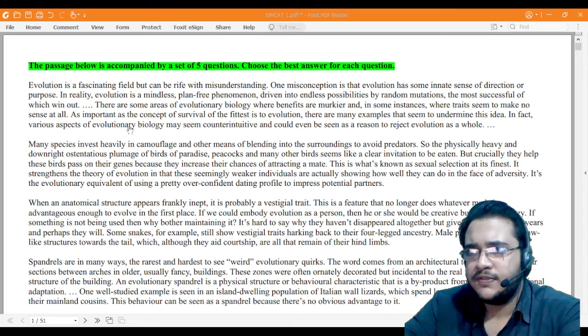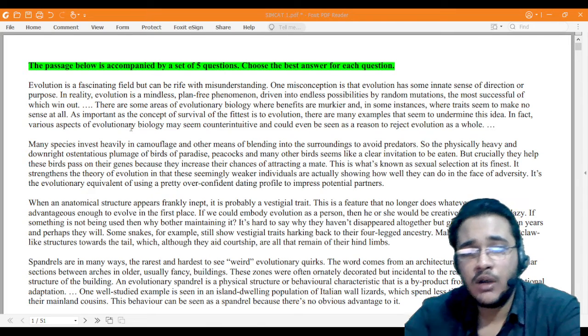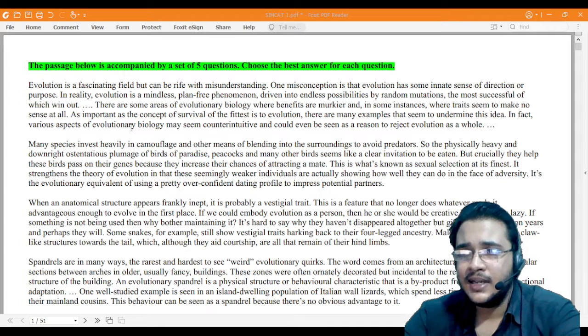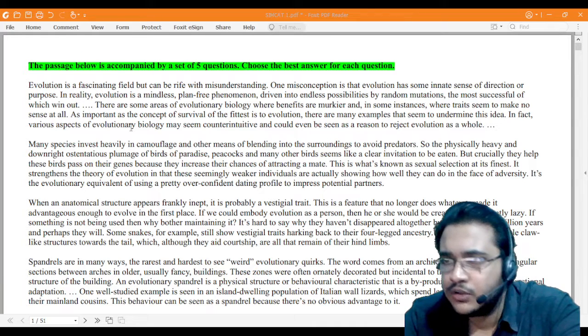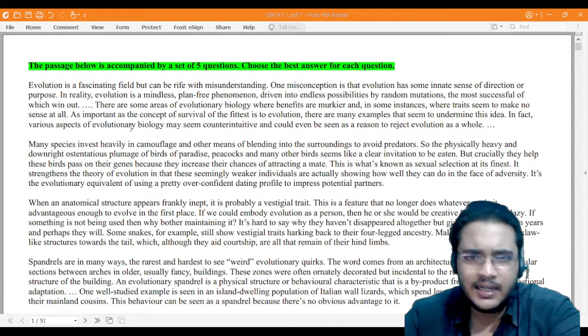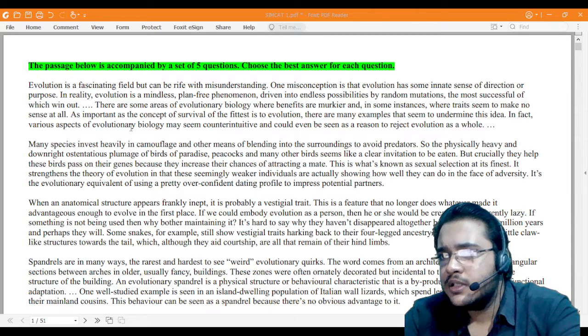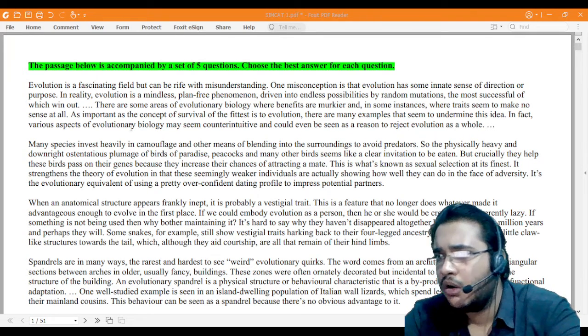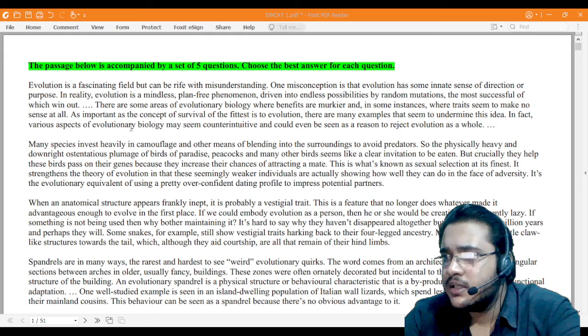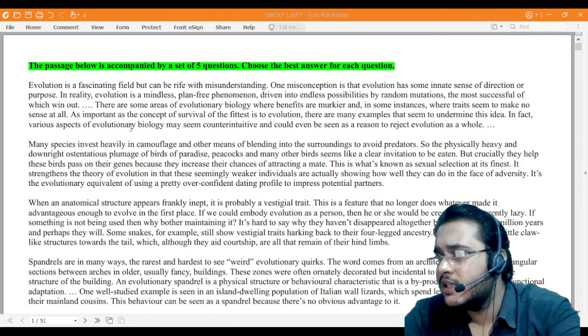Okay, so this is the first reading comprehension passage. How I go about these type of passages is that I read the first paragraph, then the second paragraph. If the first paragraph is a little bit more ambiguous, then I have to read the second paragraph also. Let me read the first paragraph out for you. Evolution is a fascinating field but can be rife with misunderstanding. One misconception is that evolution has some innate sense of direction or purpose. In reality, evolution is a mindless, plan-free phenomenon driven into endless possibilities by random mutations, the most successful of which wins out.